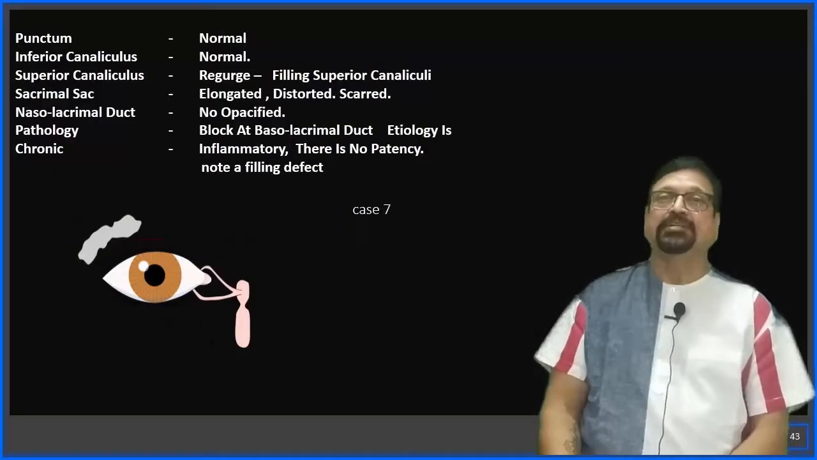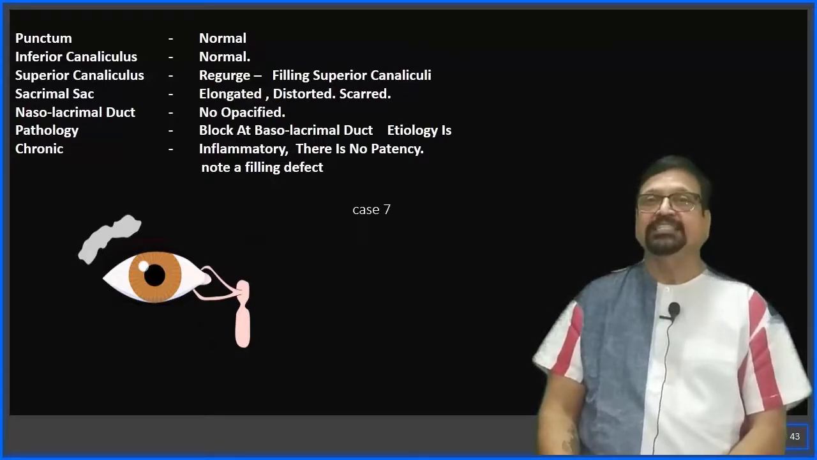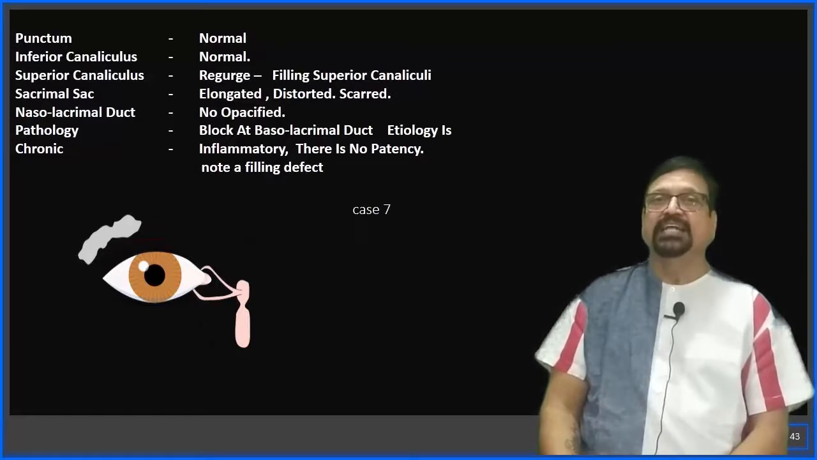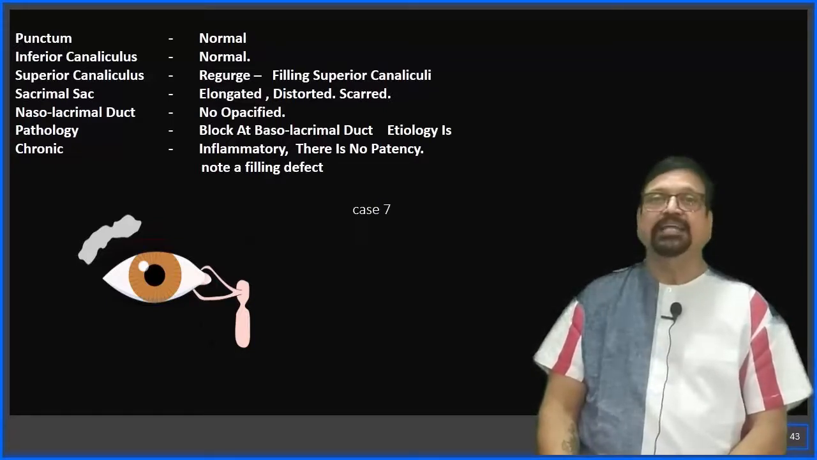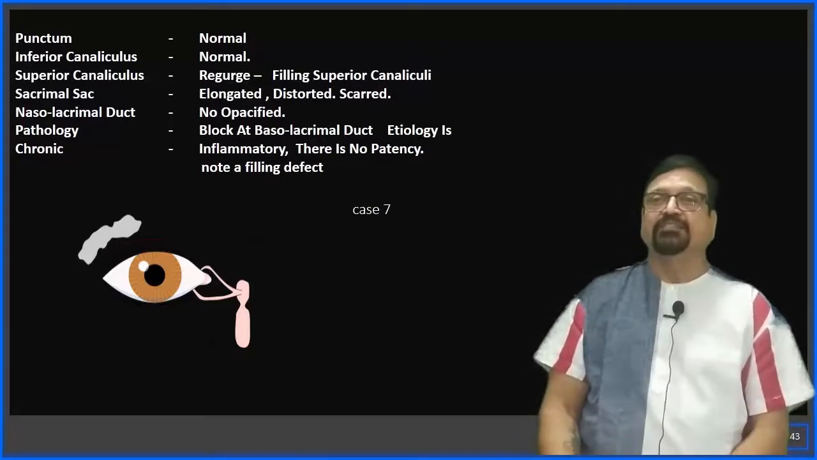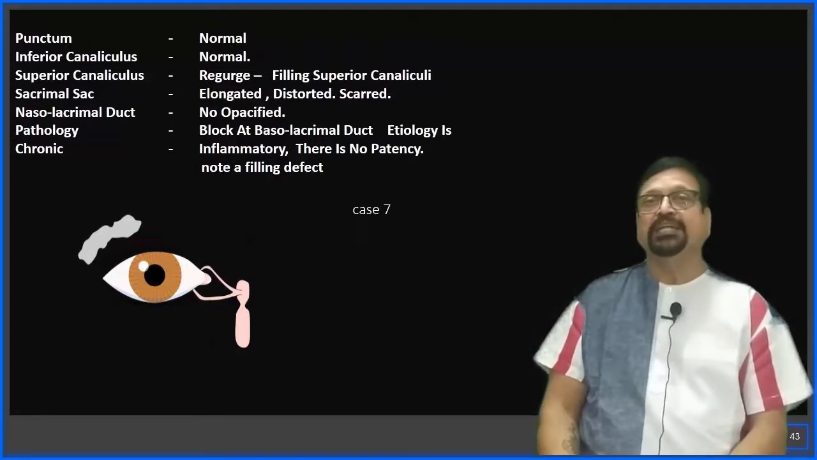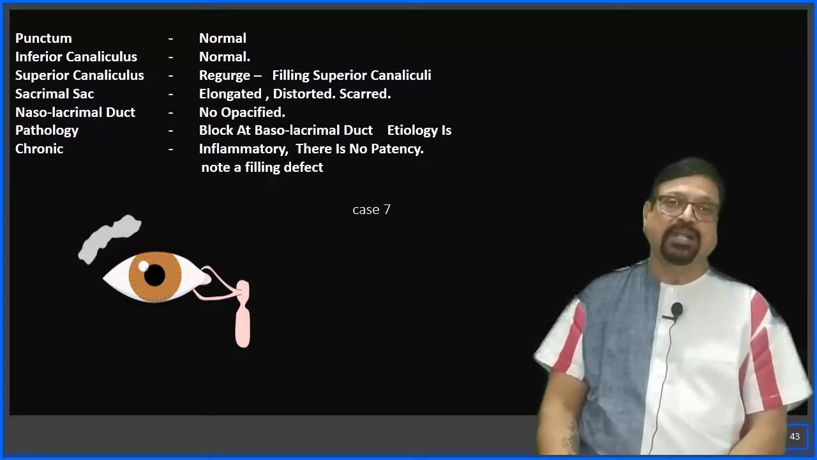So there is a punctum normal, inferior canaliculus normal, there is leakage from the superior. Then the sac is elongated, distorted, nasolacrimal duct not opacified. So pathology is a block at the nasolacrimal duct. Etiology is inflammatory. There is no patency, no filling defect, which I have told you is very, very important when you are interpreting. If possible, give pressure to the sac and repeat the procedure. If any mucus comes out, then you will have to repeat it.